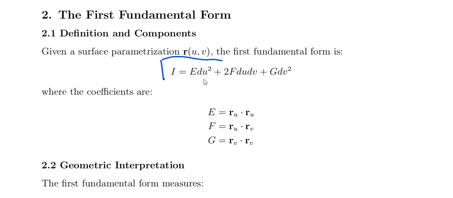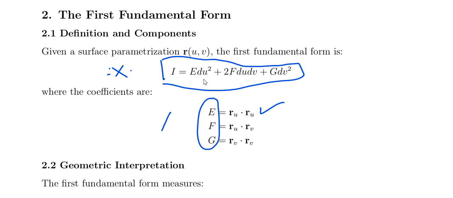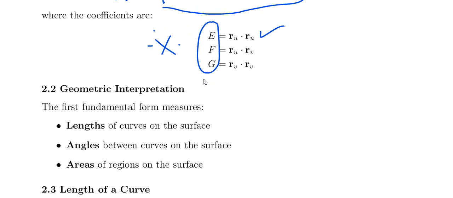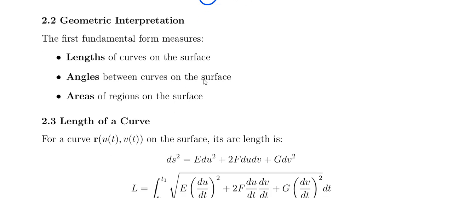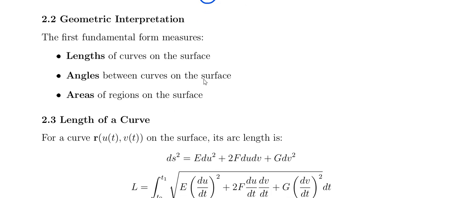I = E du square + 2F du dv + G dv square, and the coefficients are very easy, E = ru dot ru, F = ru dot rv, G = rv dot rv. Okay, so this is called the first fundamental form. We saw it earlier. The first fundamental form measures the length of a curve on the surface, the angle between curves on the surface, and the area of a region on the surface.